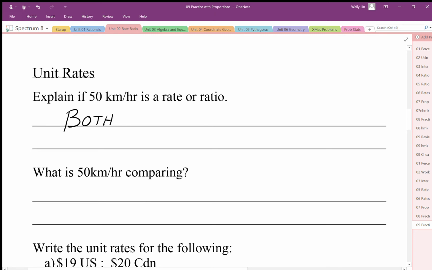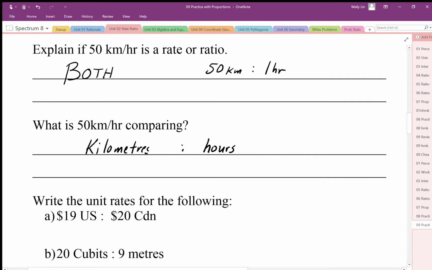Okay, because we can write 50 kilometers an hour as a ratio of 50 kilometers compared to 1 hour. Okay, so this is a ratio. It can be written as a ratio, and it is definitely a rate. And what is 50 kilometers an hour comparing? It's comparing kilometers to the number of hours. And this ratio, depending on if you have more kilometers or more hours, you're going to be going faster or slower.